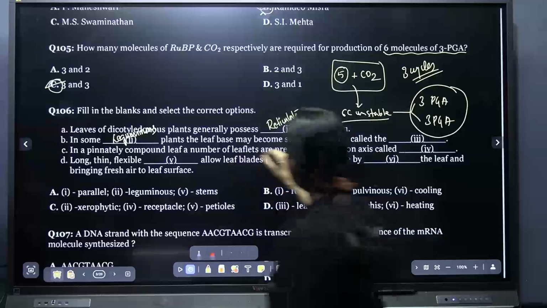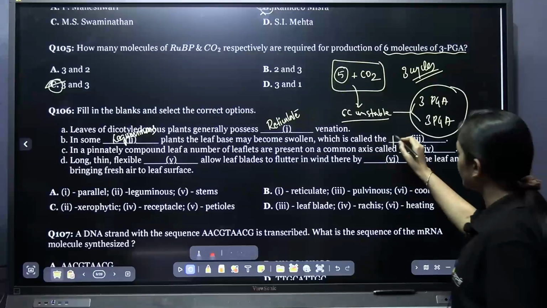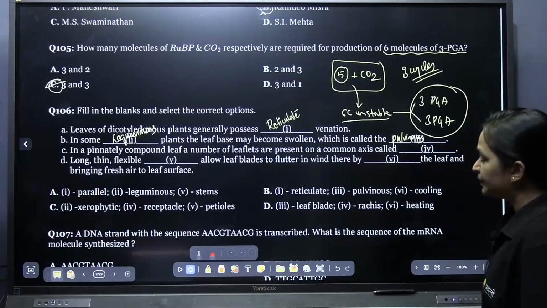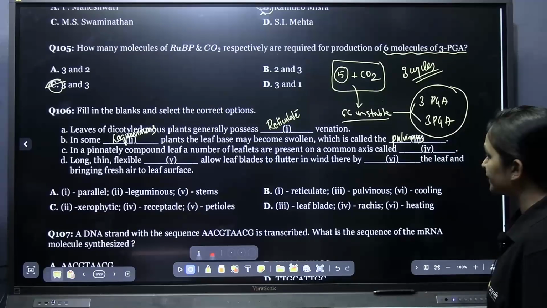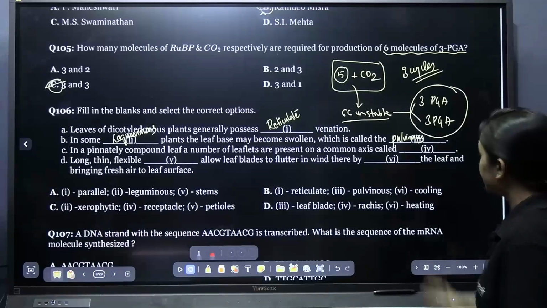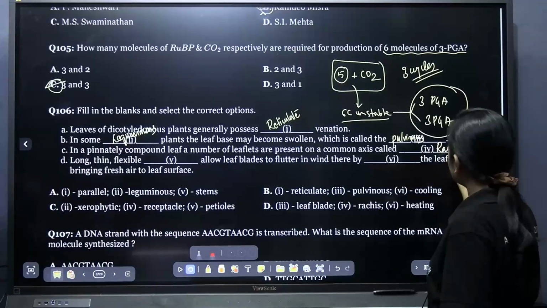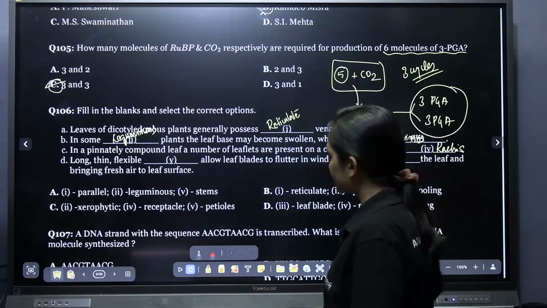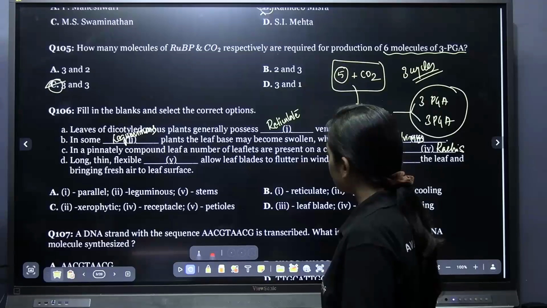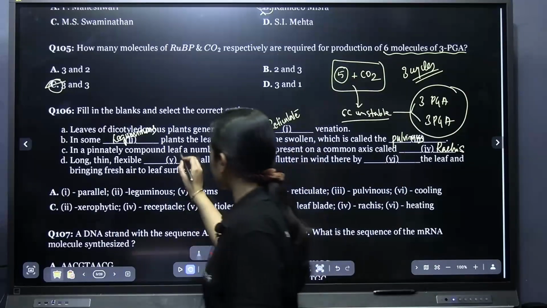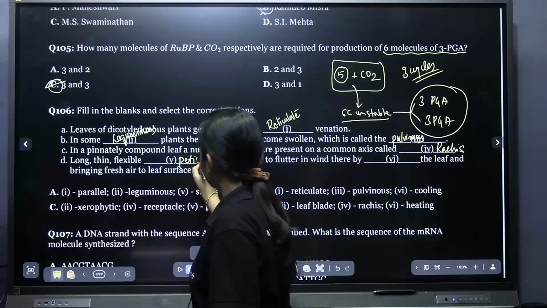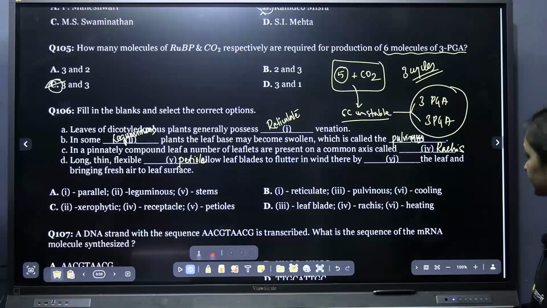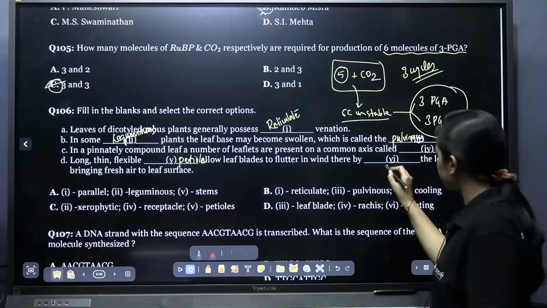Leguminous plants, the leaf base becomes swollen, which is called pulvinus. In pinnately compound leaf, a number of leaflets are present on a common axis. This is called rachis. The long, thin, flexible petiole allows the leaf blades to flutter in wind, thereby it gives a cooling effect, right?